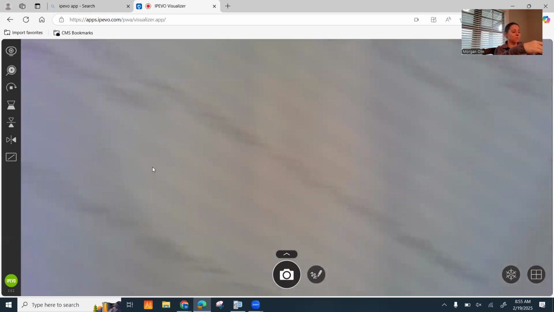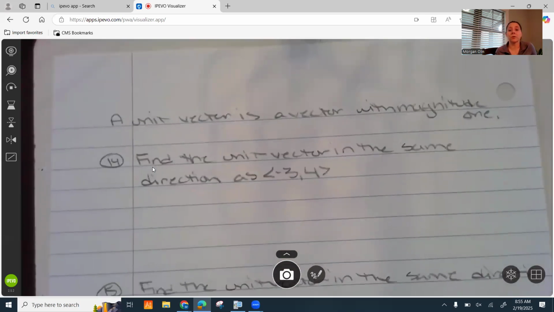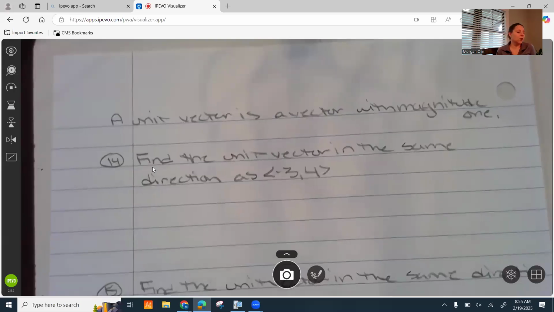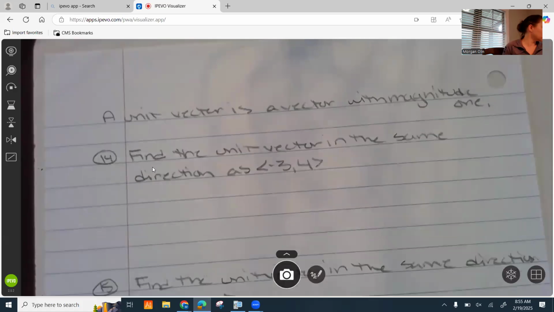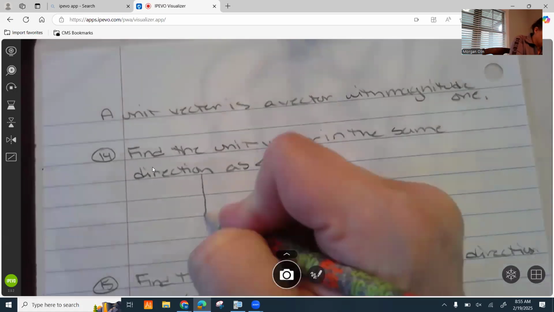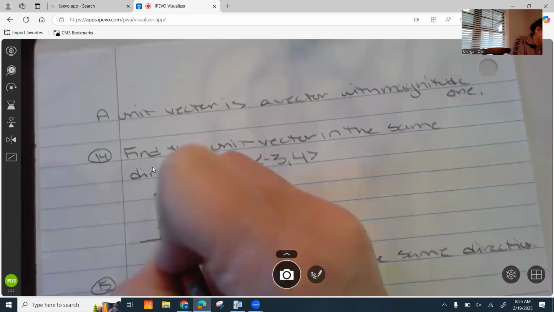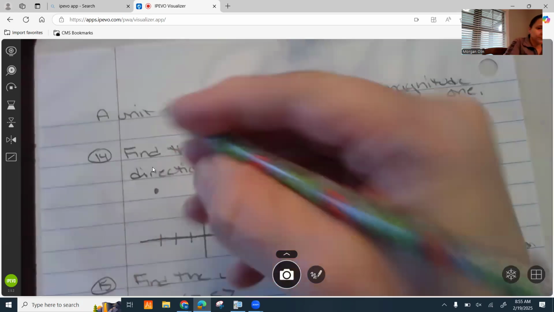All right, moving right along. A unit vector is a vector with magnitude 1. We actually just saw that in number 12. Now find the unit vector in the same direction as -3, 4. So let's look at it. -3, 4: 1, 2, 3, 1, 2, 3, 4 is going to be right here.